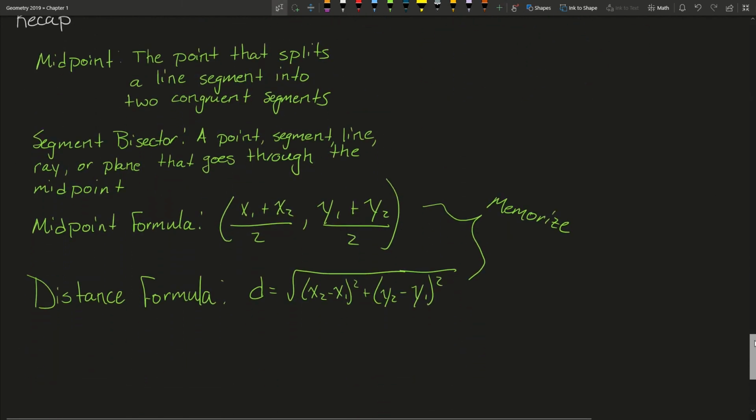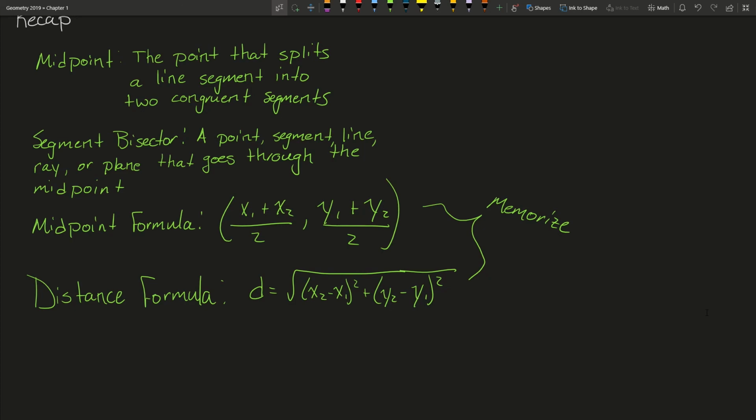So to recap, there are 4 things we went over. First is the midpoint. The midpoint is the point that splits a line segment into 2 congruent segments. In other words, it splits a segment directly in half. A segment bisector is almost the exact same thing as a midpoint, except it can be a segment, a line, a ray, or a plane that goes through the midpoint.